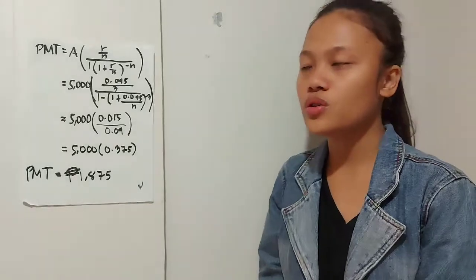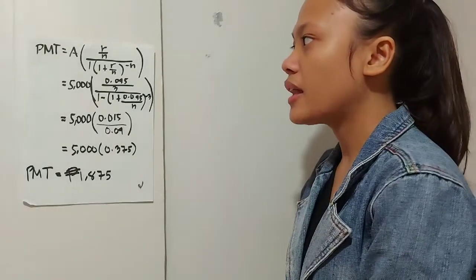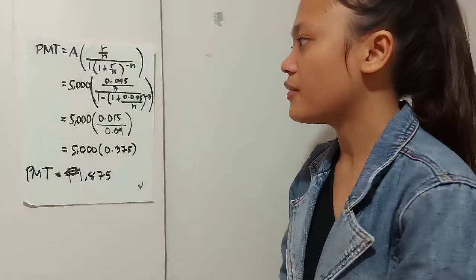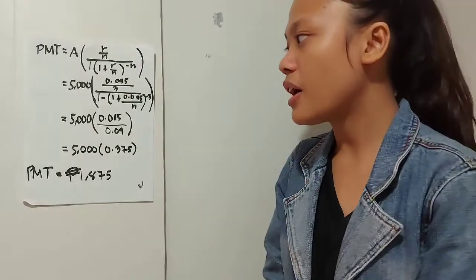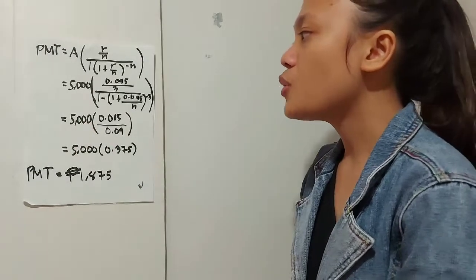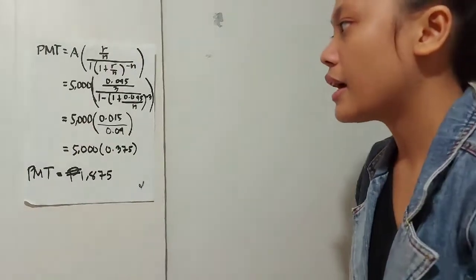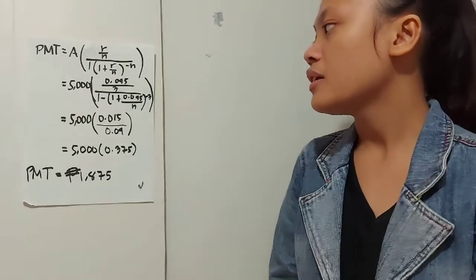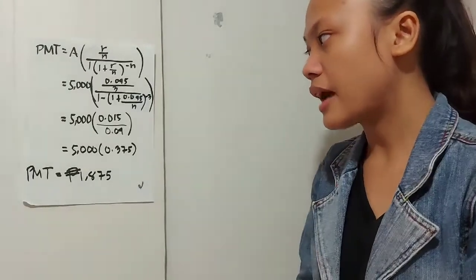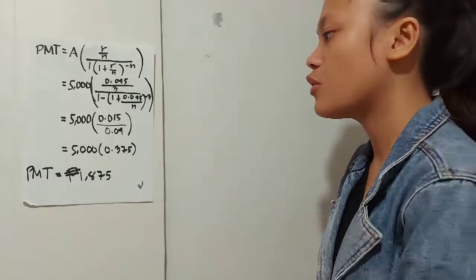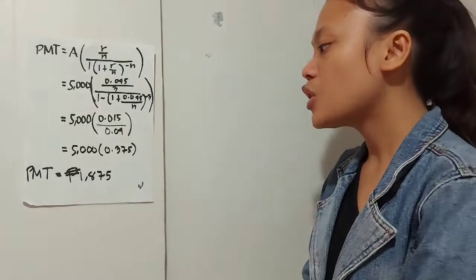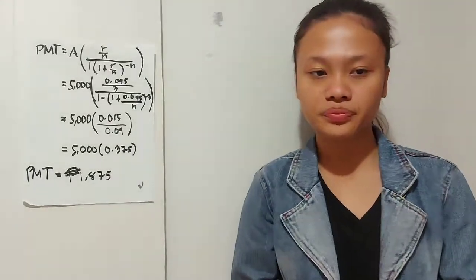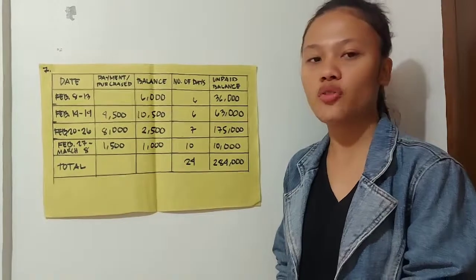So right now we are going to use the formula PMT is equal to A times R over N, over 1 minus (1 plus R over N) to the power of negative N, which is equal to 5,000 times 0.045 over 3, over 1 minus (1 plus 0.045 over 3) to the negative 3, is equal to 5,000 times 0.015 over 0.04, is equal to 5,000 times 0.375, is equal to 1,875.